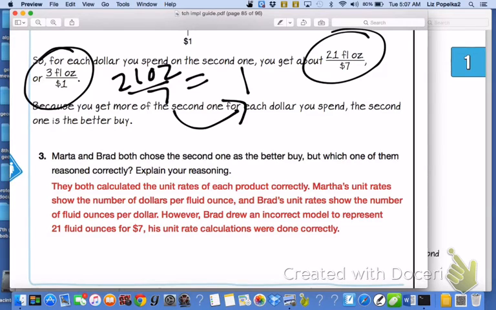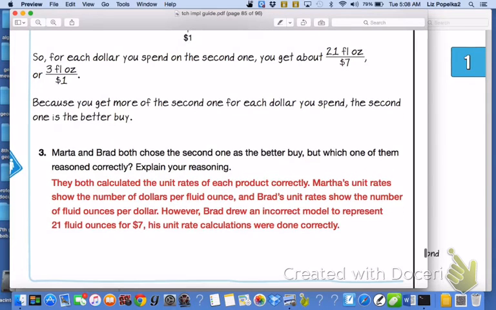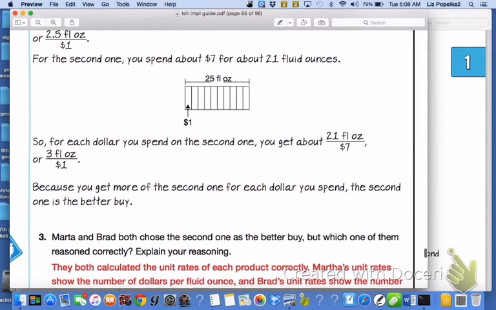To scale down from 7 to 1, he divided by 7, which meant he had to scale the top down by 7. So 21 divided by 7 means that here he gets 3 ounces. Because he got 3 ounces for $1 versus in the other one he only got 2.5 ounces for $1, this one is still the better buy. Even though he did it a little bit differently, and even though his picture wasn't correct, he still did the right thing when he did the math.